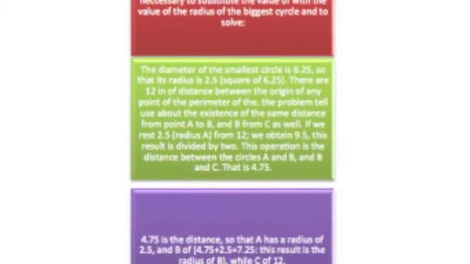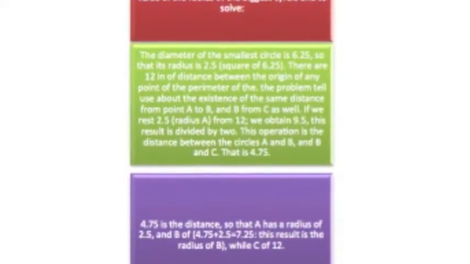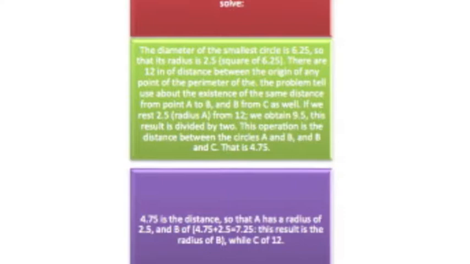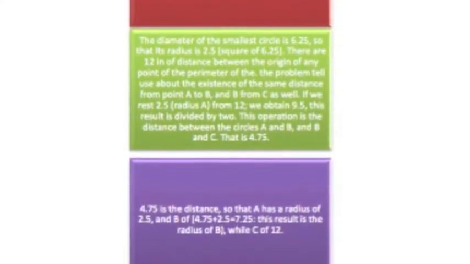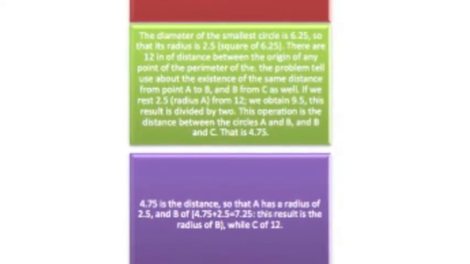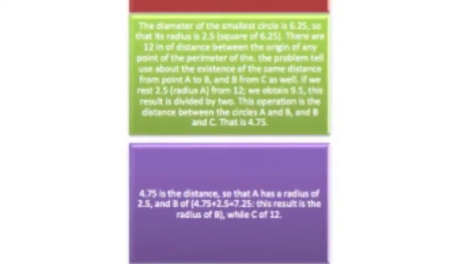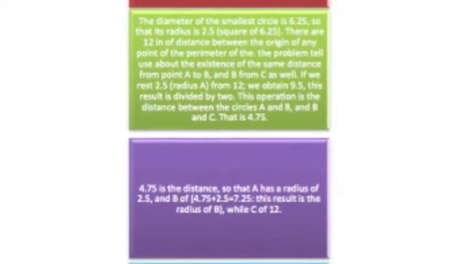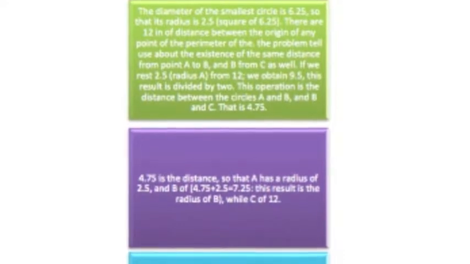There are 12 inches of distance between the origin and any point of the perimeter of the circle. The problem tells us about the existence of the same distance from the point A to B, and from B to C as well. If we subtract 2.5 from 12, we obtain 9.5. This result is divided by 2. This operation is the distance between the circles A and B, and B and C.